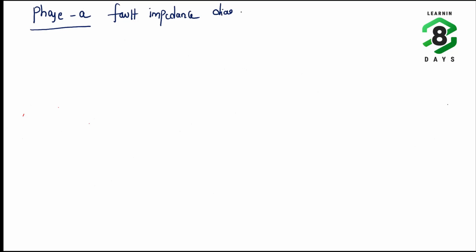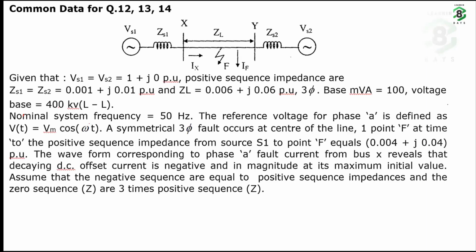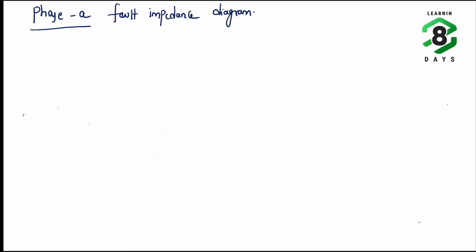Okay, I am not drawing the full diagram because we are only interested in the current flowing through bus bar X. So in this case, how will it become? First, we have a source, then we have source impedance, then this is bus bar X, then we have half of the line impedance, only half, because this is the fault point.